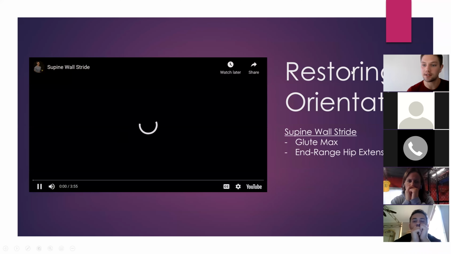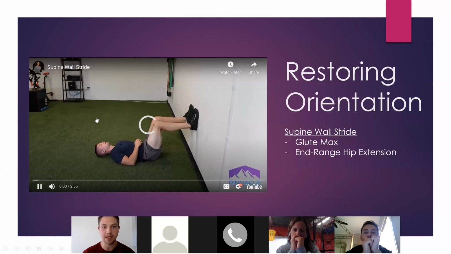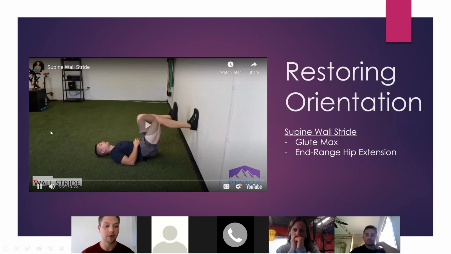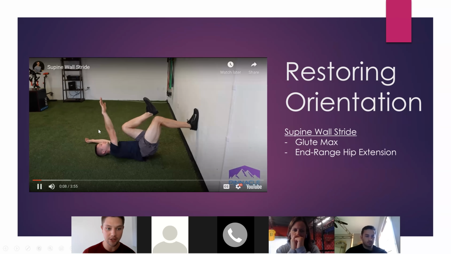Here's another drill. I actually posted about this yesterday. This drill is fantastic because it is going to get you into a more specific position as it relates to human movement. So we are getting internal rotation bias on the leg that's on the wall, external rotation bias of the leg that's off the wall.